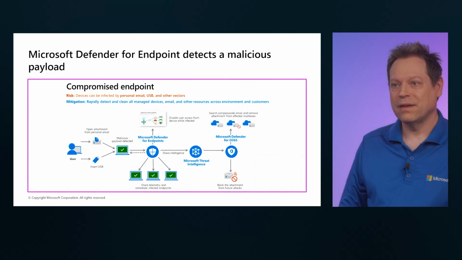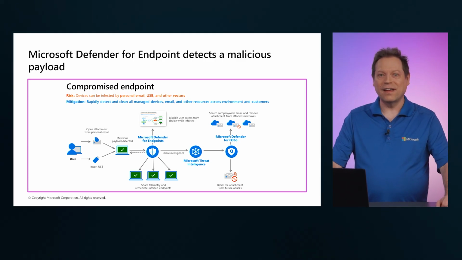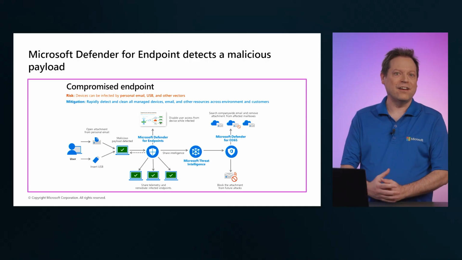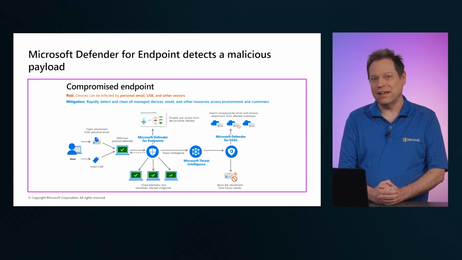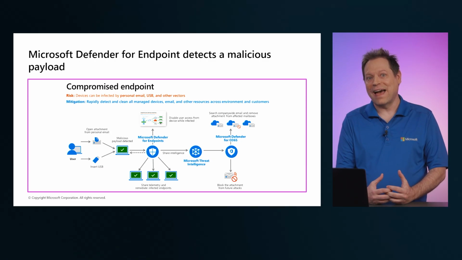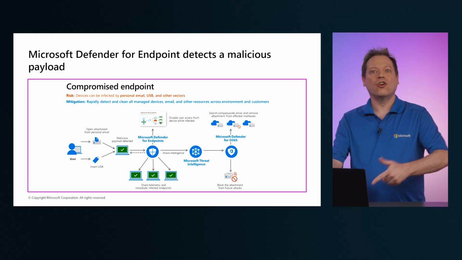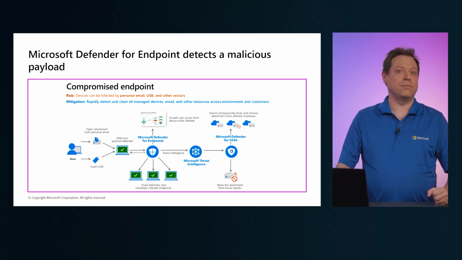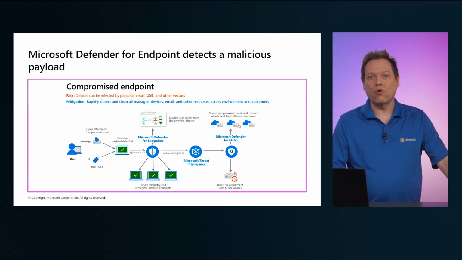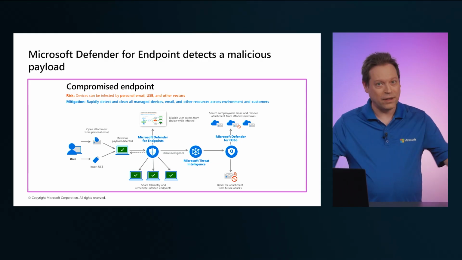Here we see a practical outcome: Microsoft Defender for Endpoint detecting a malicious payload on a compromised endpoint. The key idea is that endpoint signals and analytics combine to surface suspicious behavior and known bad indicators quickly, so responders can move from detection to investigation and containment before the attack spreads. This content is aligned with early learning path material, reinforcing the same detection and response story end to end.